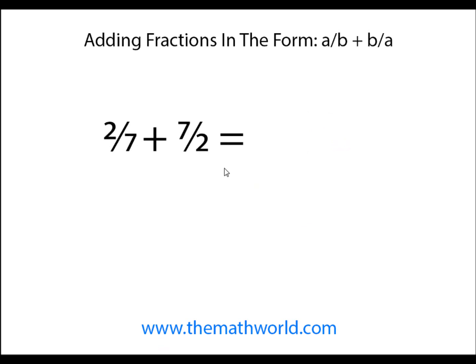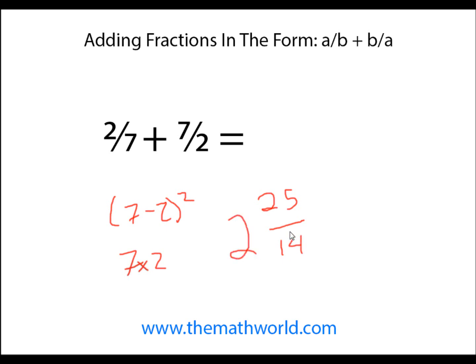The next example we're going to look at is 2/7 plus 7/2. We'll do 7 minus 2, and we're going to square that number. 7 minus 2 is 5. 5 times 5, 5 squared is 25. That's going to be our numerator. And then 7 times 2 is 14. That's going to be our denominator. And then we're going to add 2 to this.